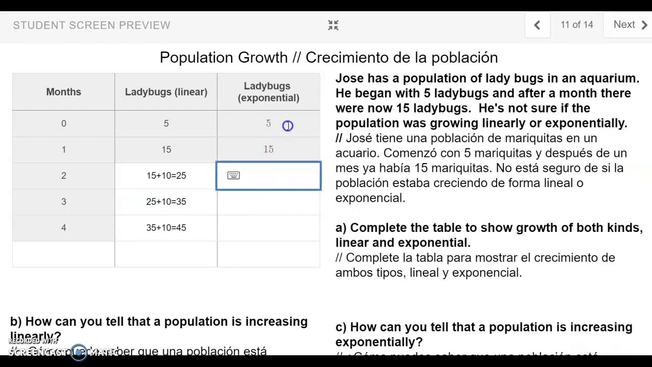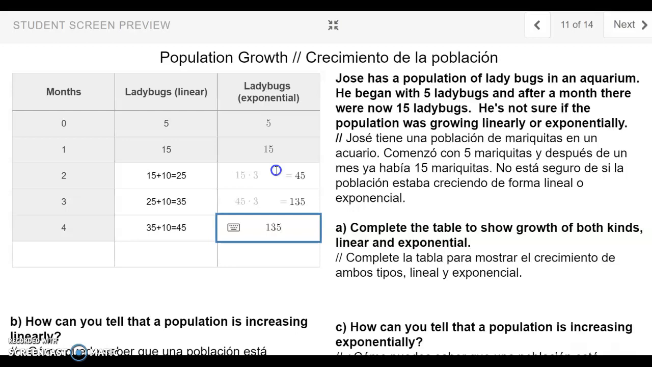Well, now think about it. How does it go up from 5 to 15 if it's exponential? And that's saying, what could we multiply by to get from 5 to 15? If you know, go ahead and plug it in there. 15 times what? Did you do 15 times 3? Well, good job. And 15 times 3 would be 45. Well, then we take 45 and we'd also multiply that by 3. You get 135. And finally, 135 times 3 gives us 405.